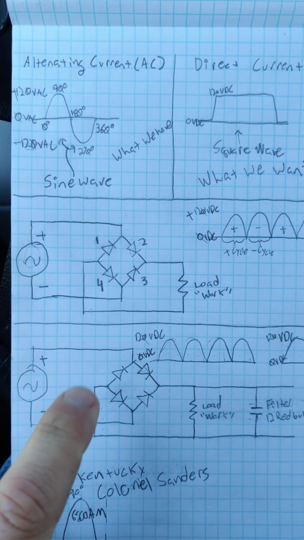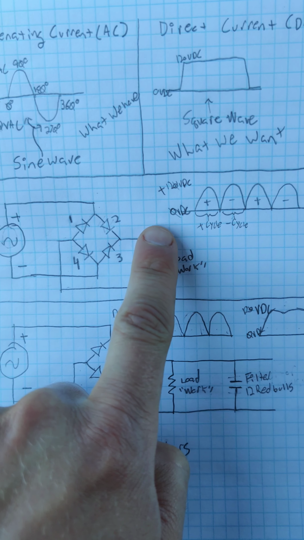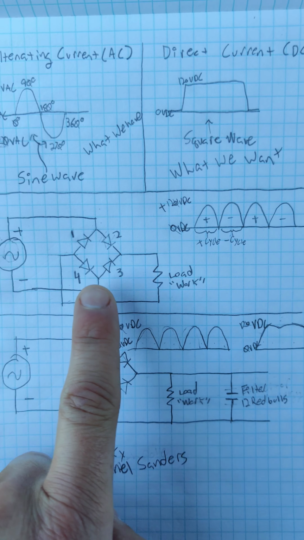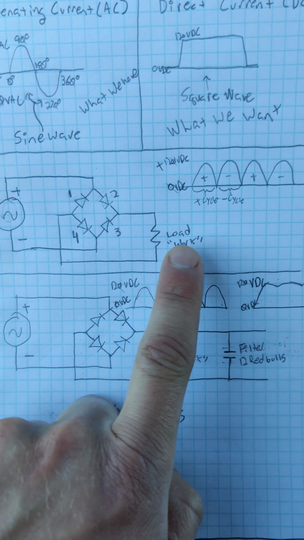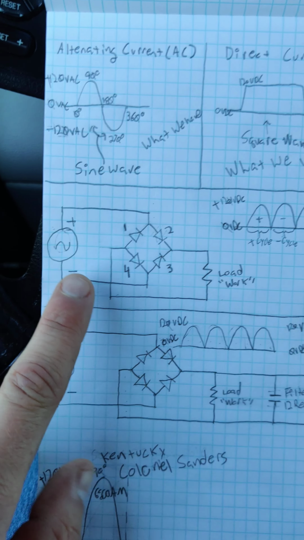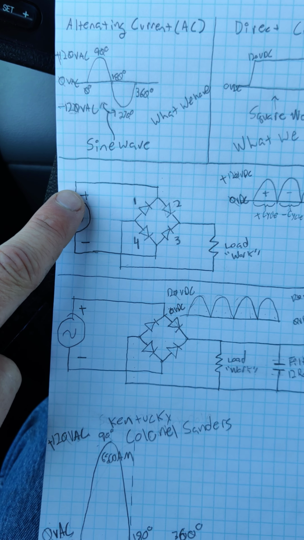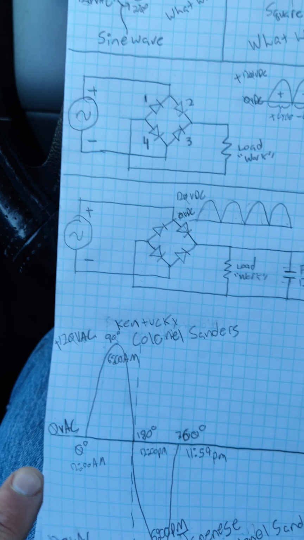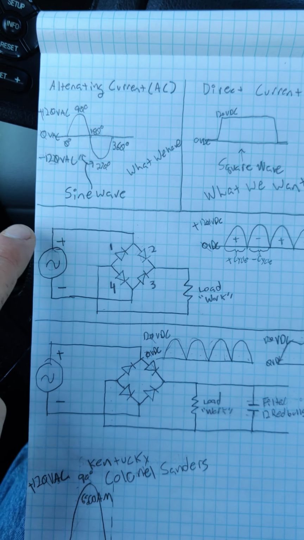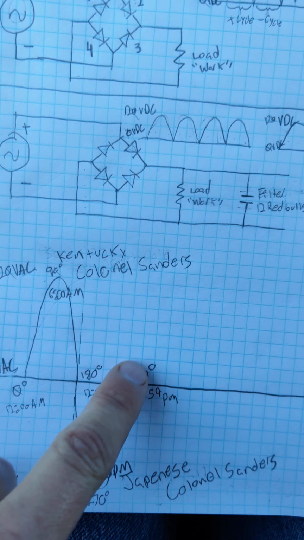So this is the circuit that we need. We have 4 diodes and a resistor. We have our check valves, and we have our work that we're doing. And then we have our AC power source here, positive voltage and negative voltage. When this is positive, we're taking this part of the sine wave. When this is negative, we're taking this part of the sine wave.